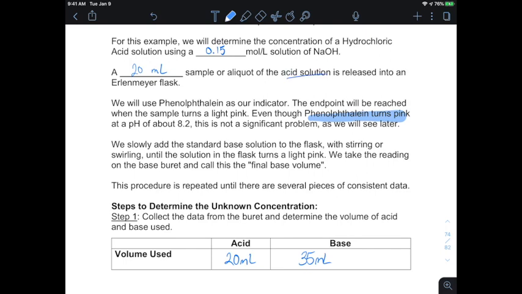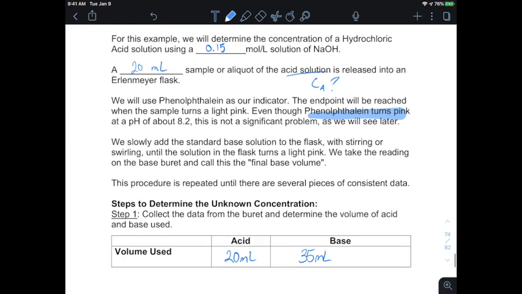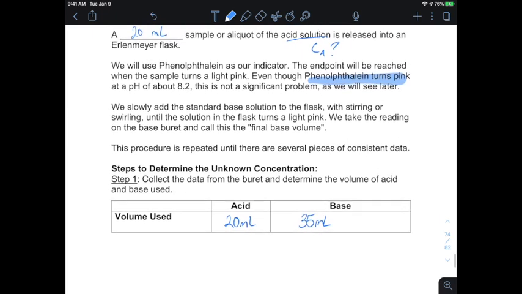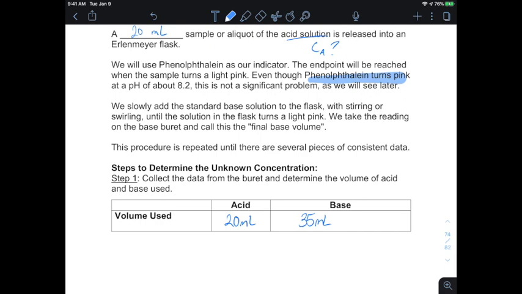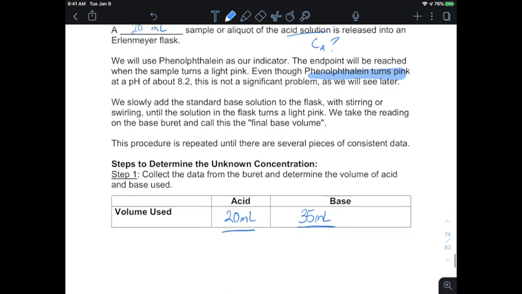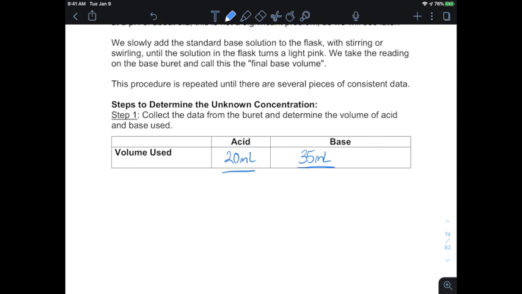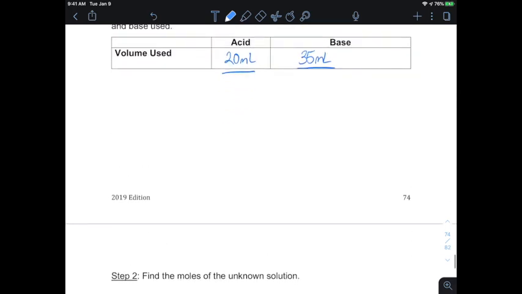So we don't know the concentration. The concentration of this acid is unknown, and we've put it in a flask, and we're going to start adding sodium hydroxide to it. So we add some sodium hydroxide to it, and we go until the sample changes color, until the end point happens. And let's imagine that this 20 mL takes 35 mL of base to change color. Okay, what does that mean? So what we want to be able to do is take this value.